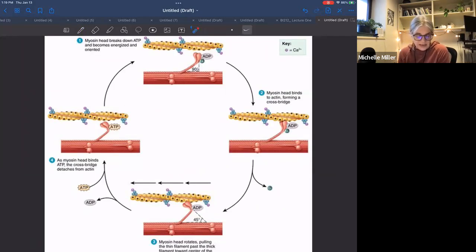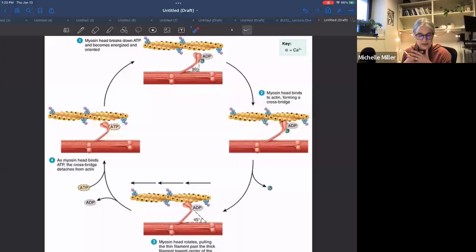So ATP binds. So let's start here. ATP binds. It is going to energize the myosin head. And when the myosin heads bind to the actin, it is then going to cause this pivoting. So notice that the myosin head pivots, and it's going to cause a shortening of the whole sarcomere, because the actin and the myosin filaments are going to slide together.